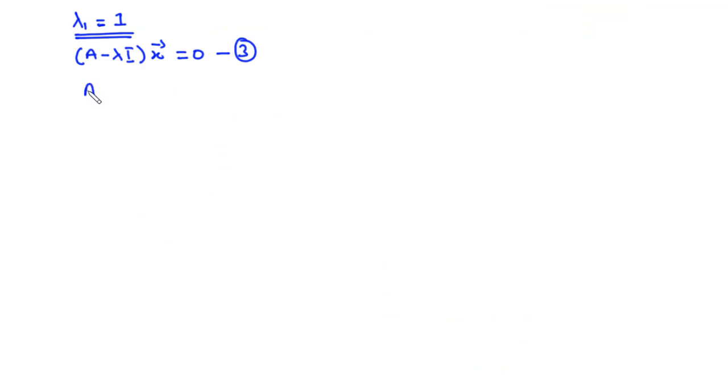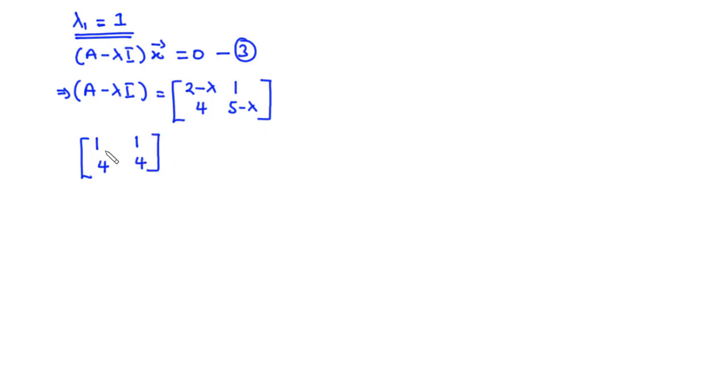So A minus lambda I is equal to the matrix 2 minus lambda 1 4 5 minus lambda. Now from equation 3, we are going to have this matrix 2 minus, now we have lambda 1 to be 1, so that's going to be 2 minus 1, and that is 1, 1, 4, and then 5 minus 1 is 4.